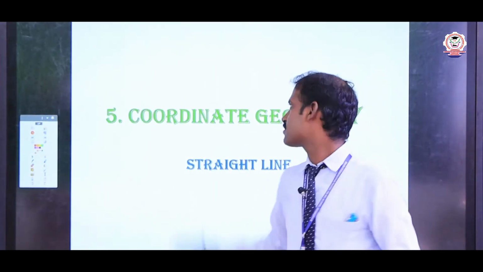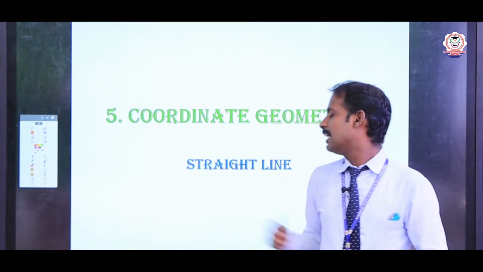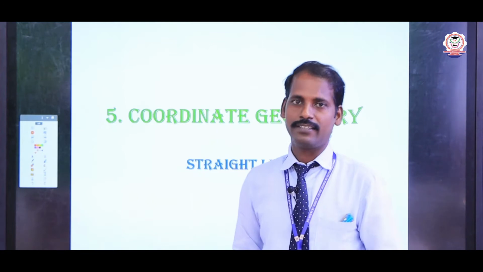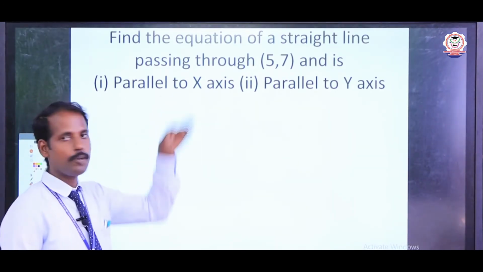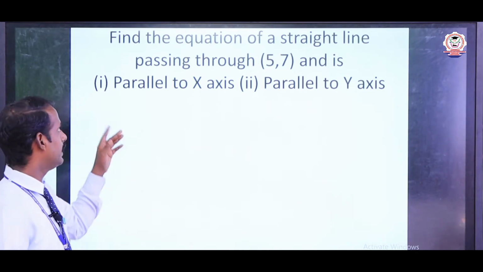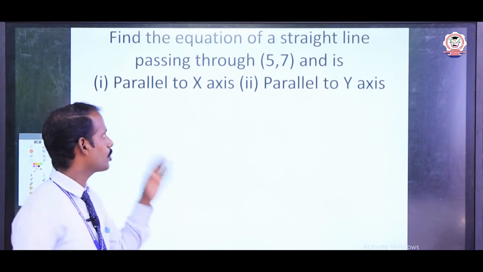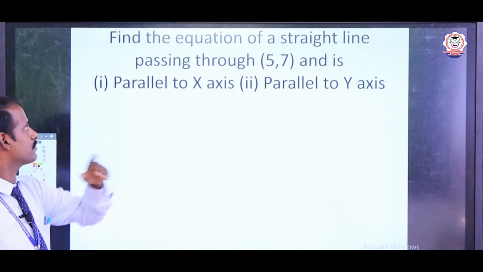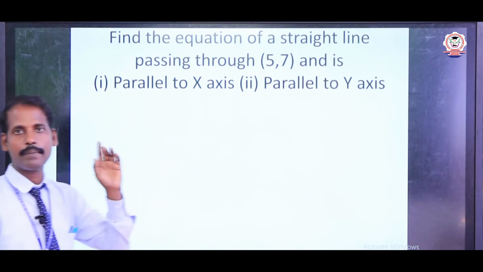I am going to teach 10th standard mathematics. The 5th chapter is coordinate geometry. Subtopic is straight lines. In the last previous class we saw the topic of coordinate axes, that is, lines parallel to the x axis and y axis. Then that concept you have to use in the sums. So now the topic is: find the equation of the straight line passing through (5, 7) and parallel to the x axis and parallel to the y axis.